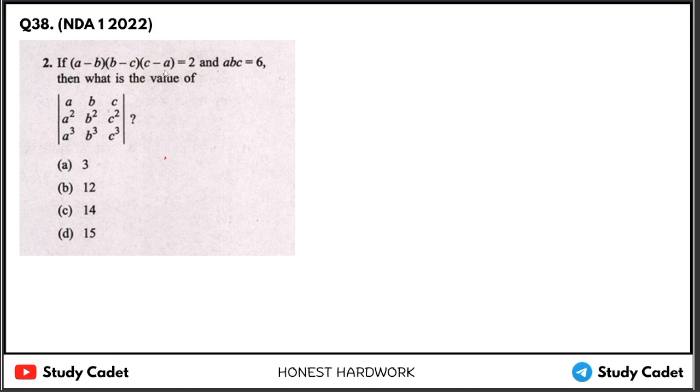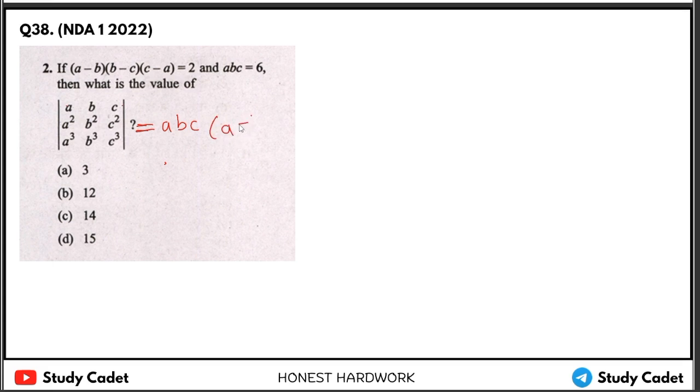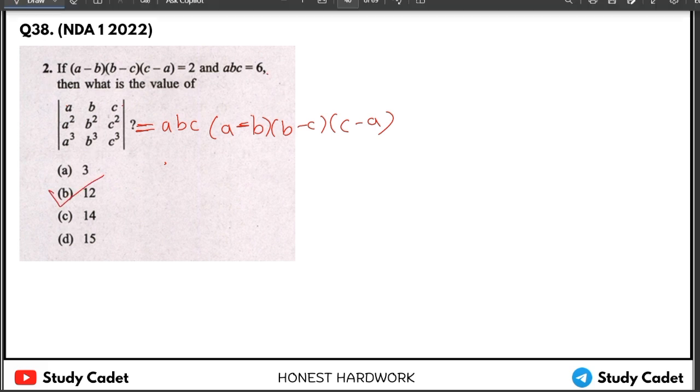The determinant with A, B, C, A minus B, B minus C, C minus A equals 2ABC. Okay, when we open this determinant, then this will be A, B, C. We will take common from there, and the remaining determinant will turn into (A minus B)(B minus C)(C minus A). Okay, so we need to simply multiply 6 into 2, that is 12.